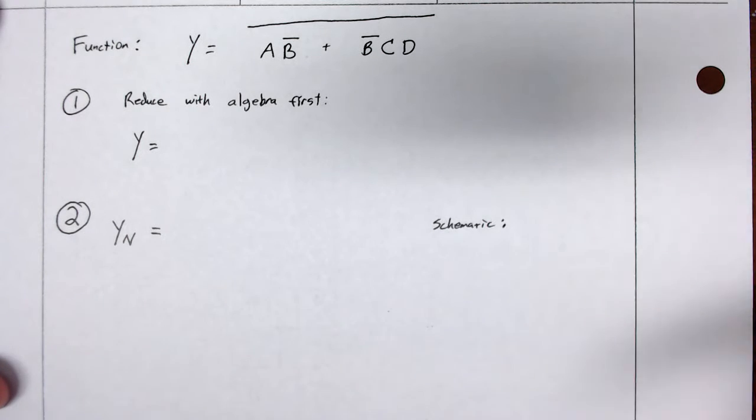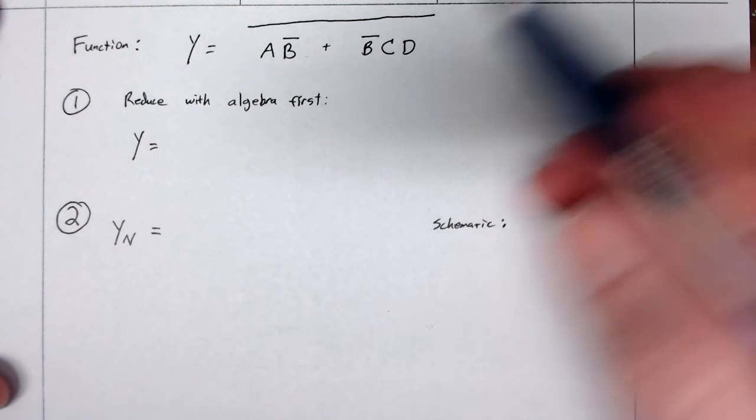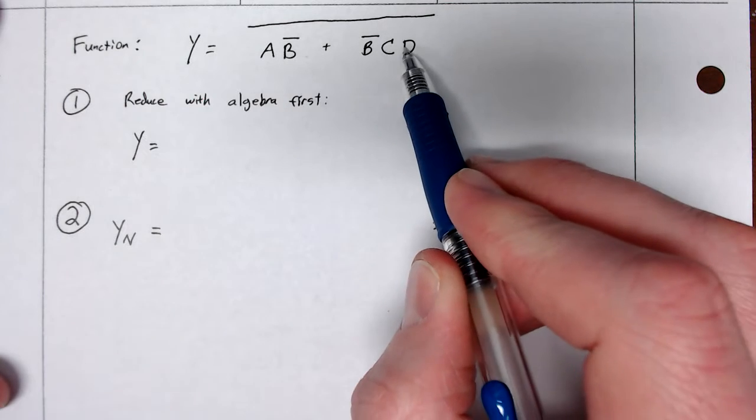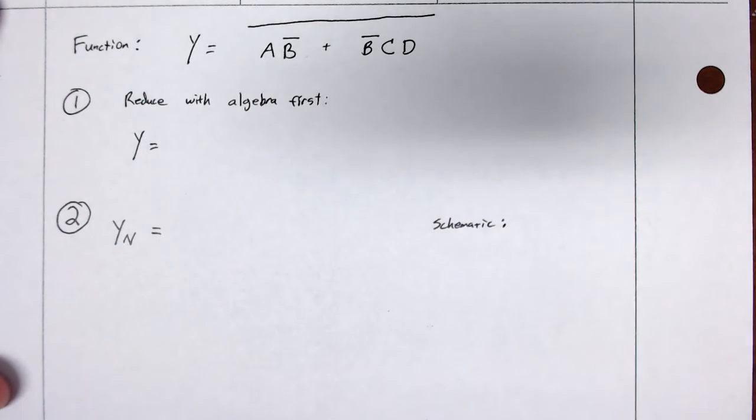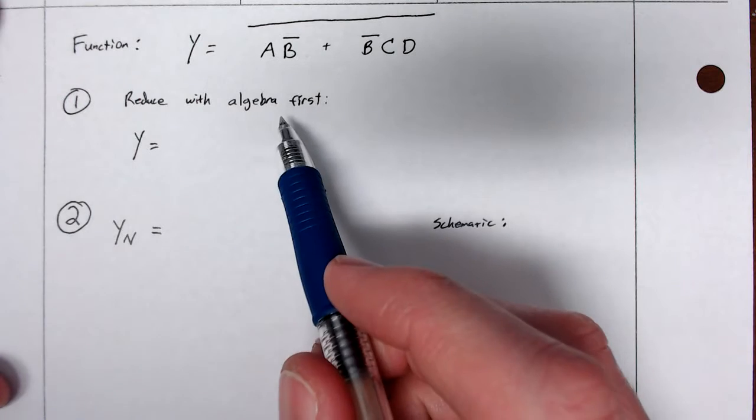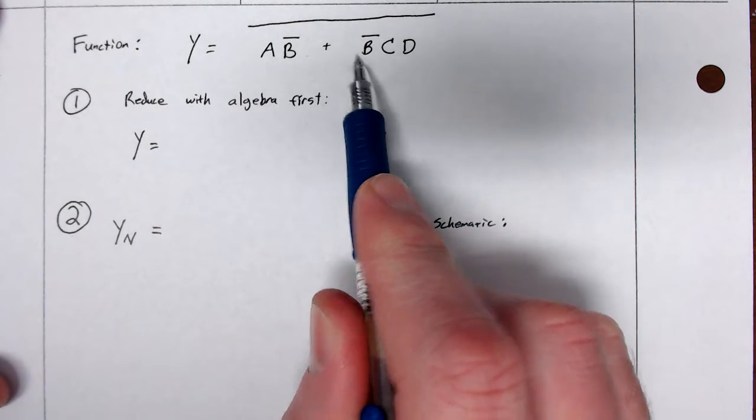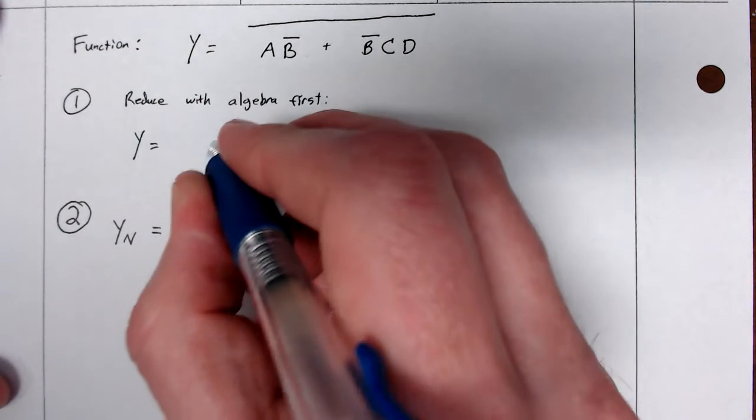Hey, let's do another example. So A, B, C, and D. This is a four input logic gate. Reduce with algebra first. You see how there's a B bar in both of them? Let's pull the B bar out.